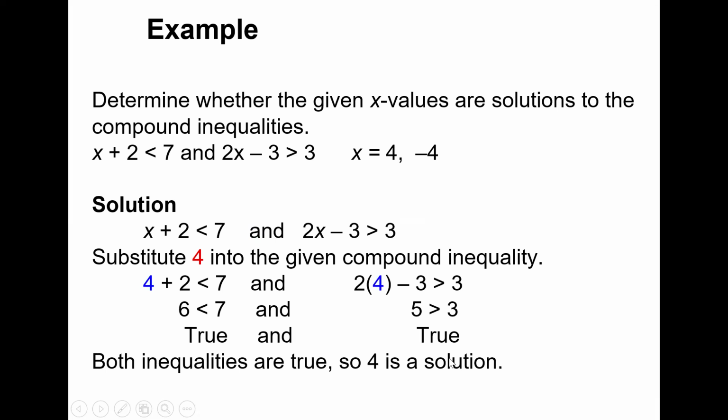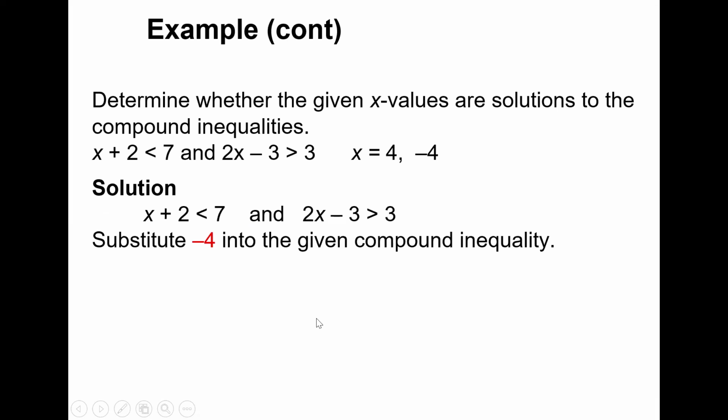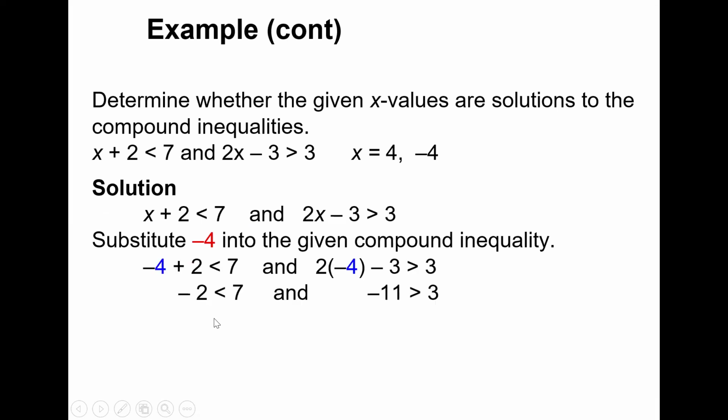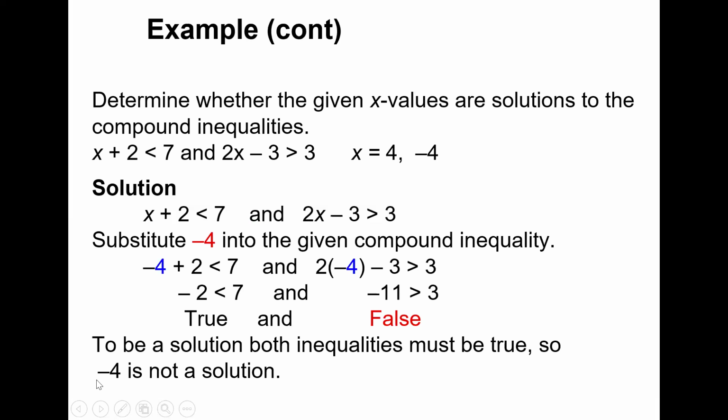What about negative 4 though? Going through the same thing, we plug in negative 4 and we see negative 2 is less than that, negative 11 is greater than that. And then we go, hey, wait a minute here. That one's false. So that one is not a solution. To be a solution, it has to be a solution to both when you have "and". So "and" has to be both. So this one is not a solution, but this one is a solution.